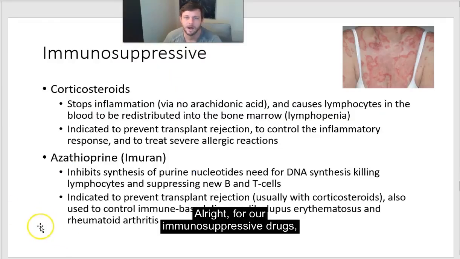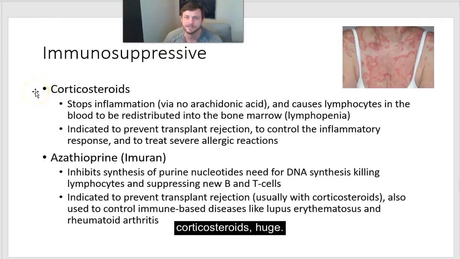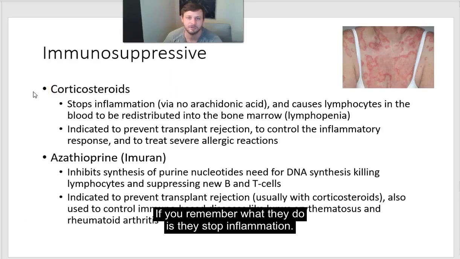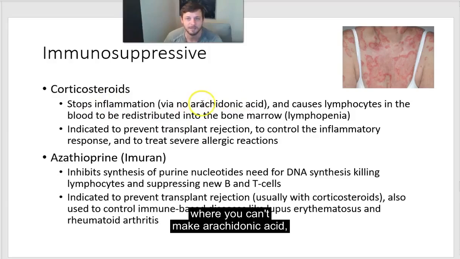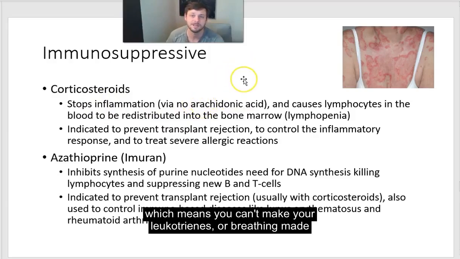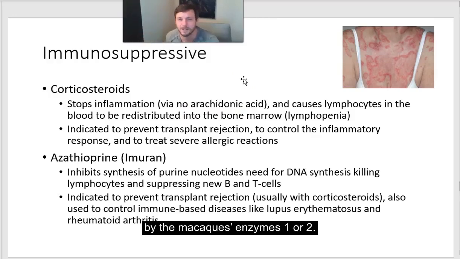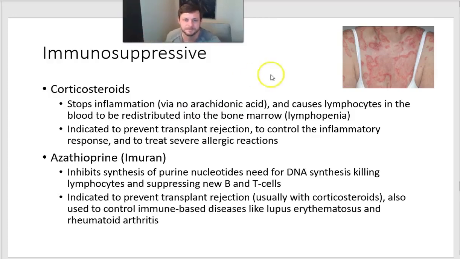All right. For our immunosuppressive drugs, corticosteroids, huge. If you remember, what they do is they stop inflammation, that non-standard immune response, because they make it where you can't make arachidonic acid, which means you can't make your leukotrienes or anything made by the COX enzymes 1 or 2.